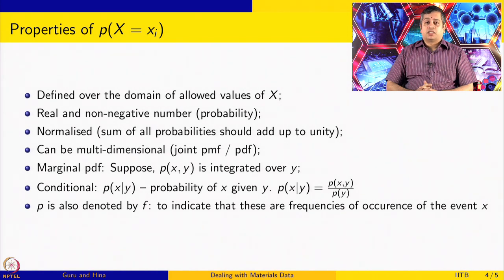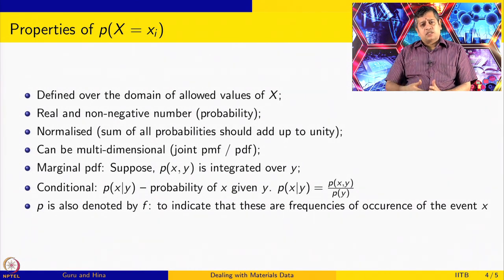And it can be multidimensional, in which case you get joint PMF or PDF. So, we are looking at one dimension x equal to xi, it need not be, you can have x, y, z, etc. So, multidimensional or joint probability distributions are possible. When you have such multidimensional distributions, sometimes you can define what is known as marginal PDF. Suppose p of x, y is a joint probability distribution for the variables x and y. If you sum or integrate over one of the quantities, then you get the distribution function as a function of only one of the variables. This is known as the marginal PDF. So, it basically becomes independent of the second variable.